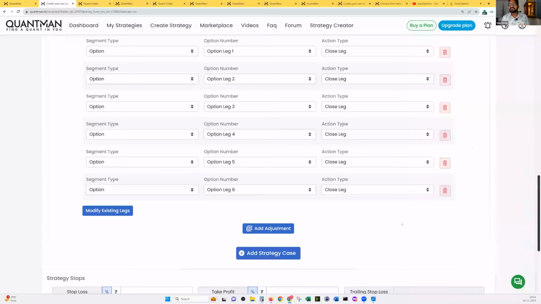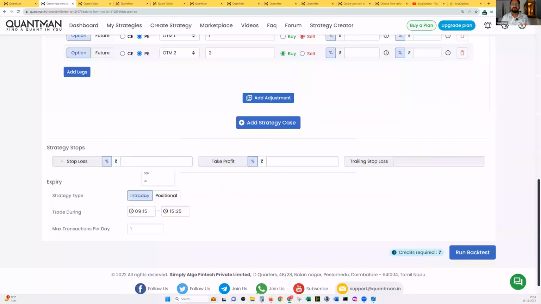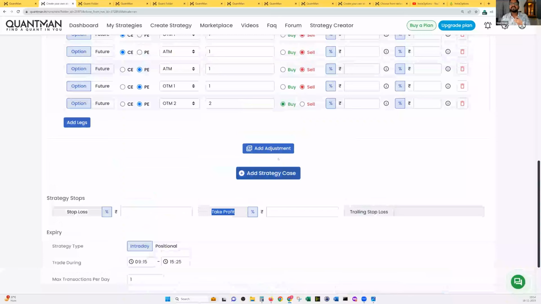Close all the legs. This is what we understood first. Okay, so now I just delete this. You guys understood strategy loss and take profit. You can give it in percentage terms as well. If you give percentage terms, it will take the combined premium.